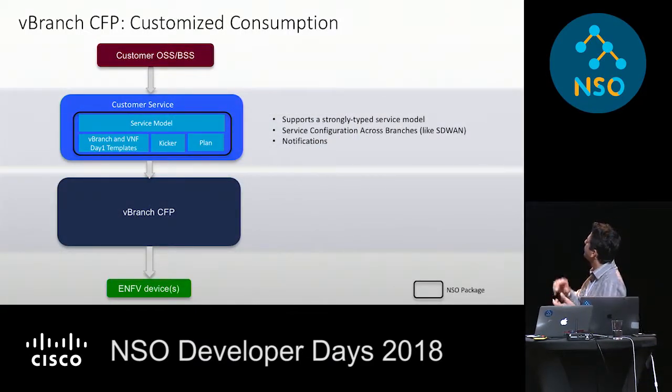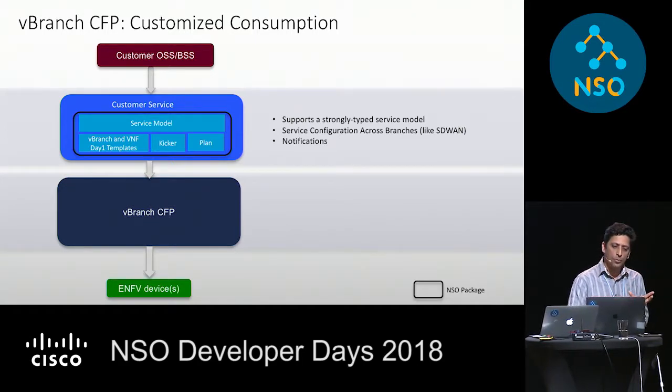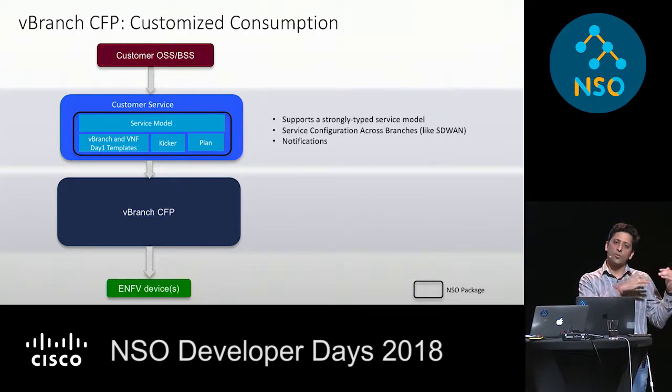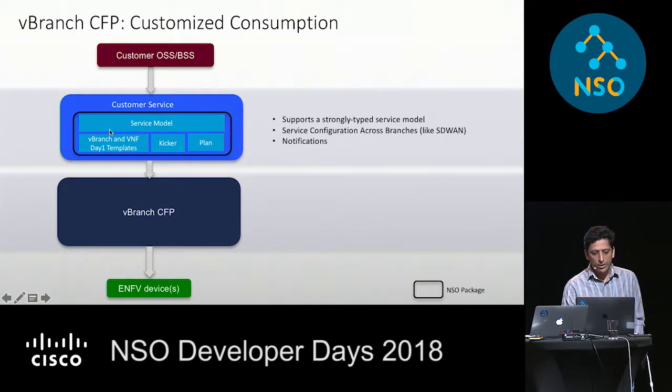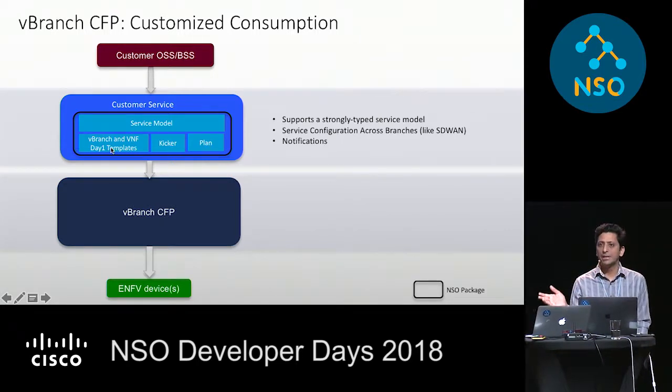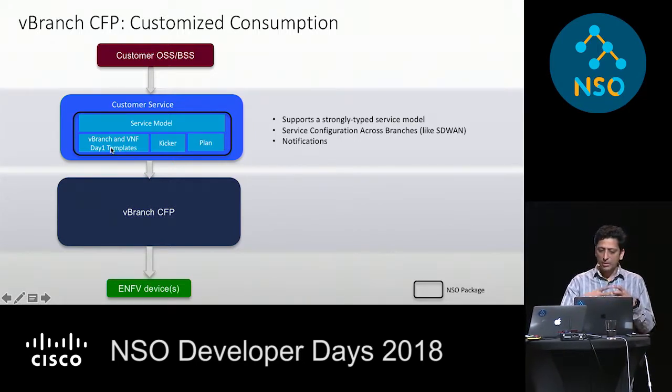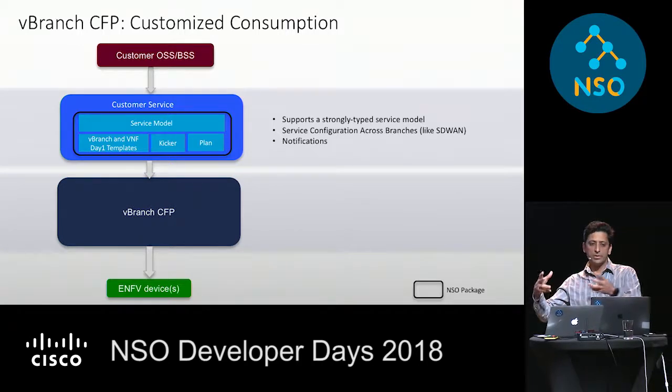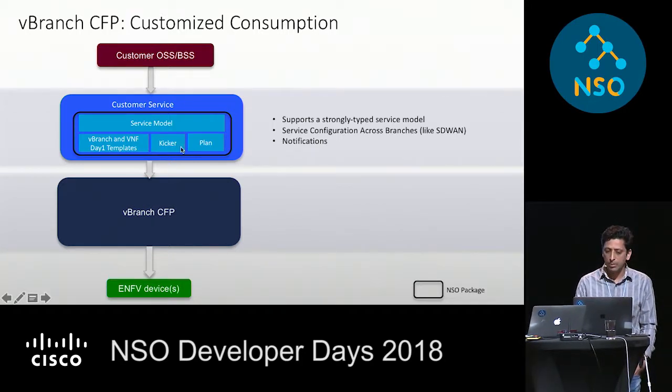Moving further, this is the preferred consumption model. And this is similar to how vBranch core function pack was built on top of PNP and NFVO. You can define your own service models. You can define the vBranch template, like how vBranch was developed. Define VNF day ones that you desire to push. Kicker corresponding to the plan that we just saw. And this particular service operational data. And again, the entire power of NSO is available at this level. You can define whatever you desire. In fact, if you want, you can define n branches that can be grouped together, instantiated with common policies and whatnot. So total flexibility is available for extension or customization.